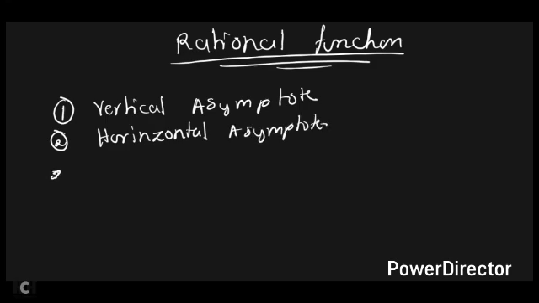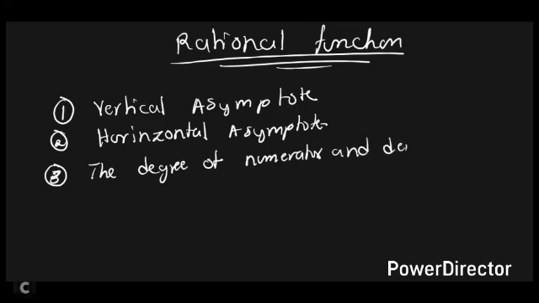Then the third one, or the rules that you need to take note of, is you need to check the degree of the numerator and the degree of the denominator. So these three things are the things that you need to check whenever you are about to plot the graph of the rational function: the horizontal asymptote, the vertical asymptote, and the degree of the numerator and the denominator, and how these two correlate. Those are the main things that you need to take note of.